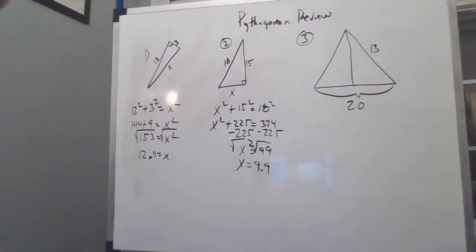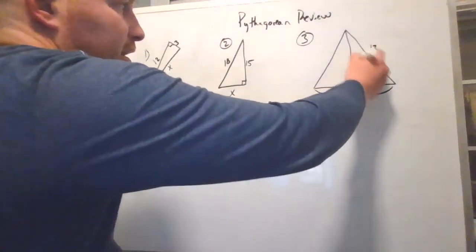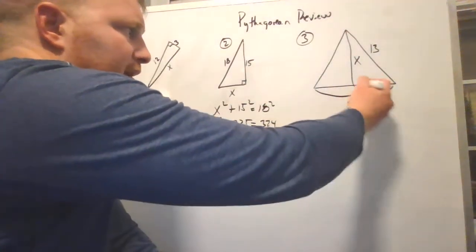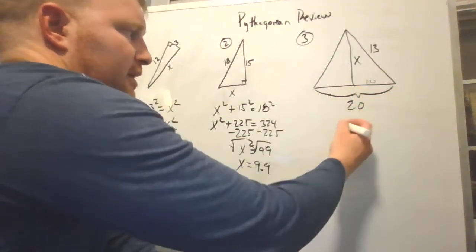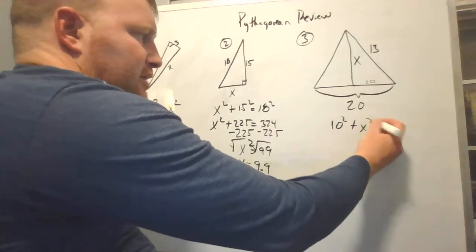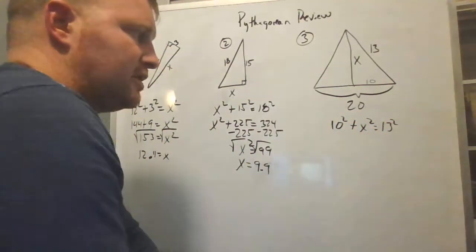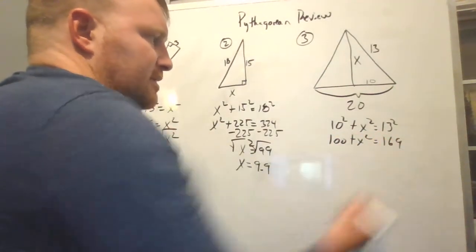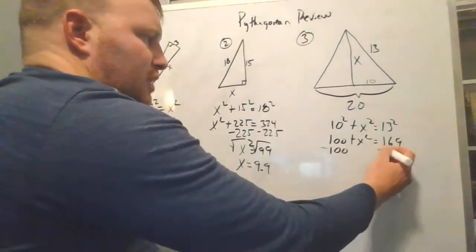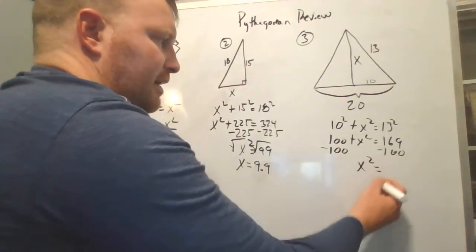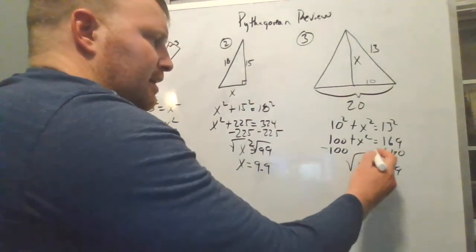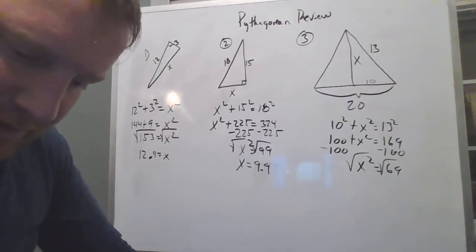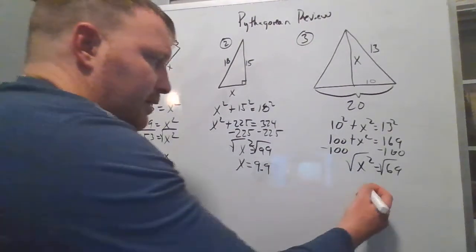All right. Last but not least, a little more challenging one. I want to know what the height of this triangle is. So just use your imagination. If this whole length is 20, this right here is clearly 10. Okay, so now I got 10 squared plus x squared equals 13 squared. I got 100 plus x squared equals 169. I subtract 100 to get x squared all by itself, and I get x squared equals 69. I take the square root of both sides, and the square root of 69 is 8.3.